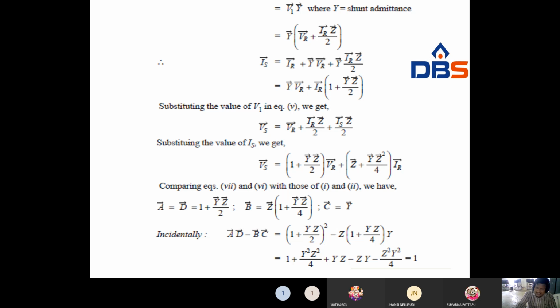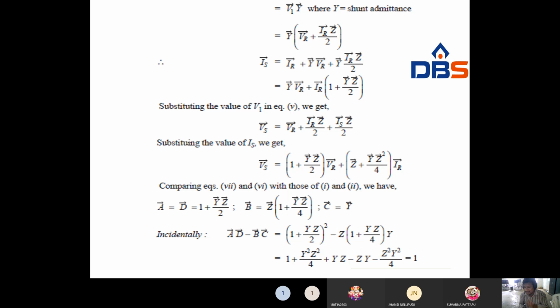Now compare 6 and 7 with 1 and 2. So A is equal to D is equal to 1 plus YZ by 2. This you also have to remember. Very, very important for competition exams. Identify the ABCD constants for Nominal-T. A is equal to D is equal to 1 plus YZ by 2. That does not change, whether Nominal-T or Nominal-π, A is equal to D is equal to 1 plus YZ by 2.